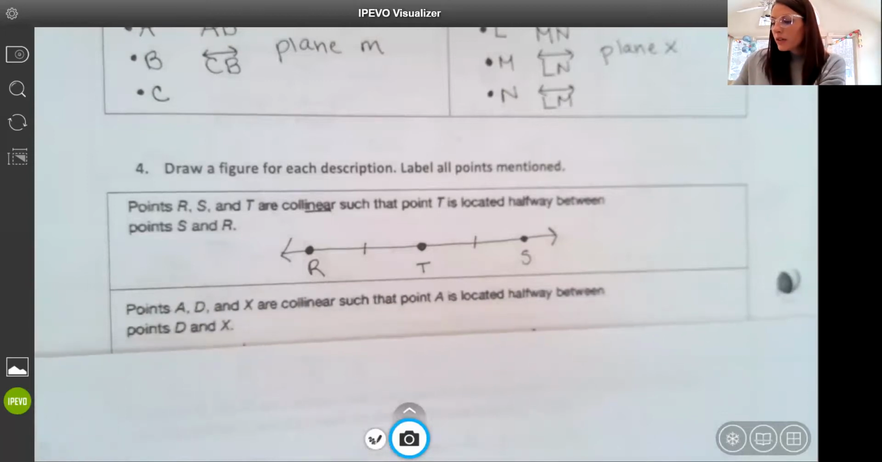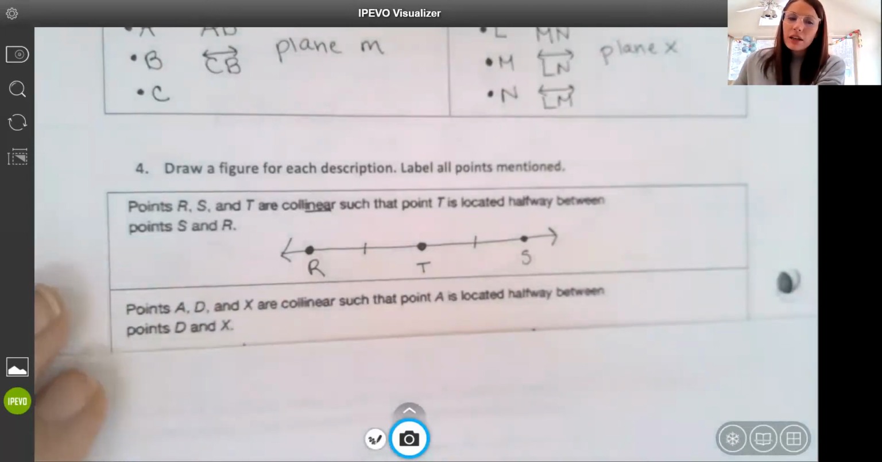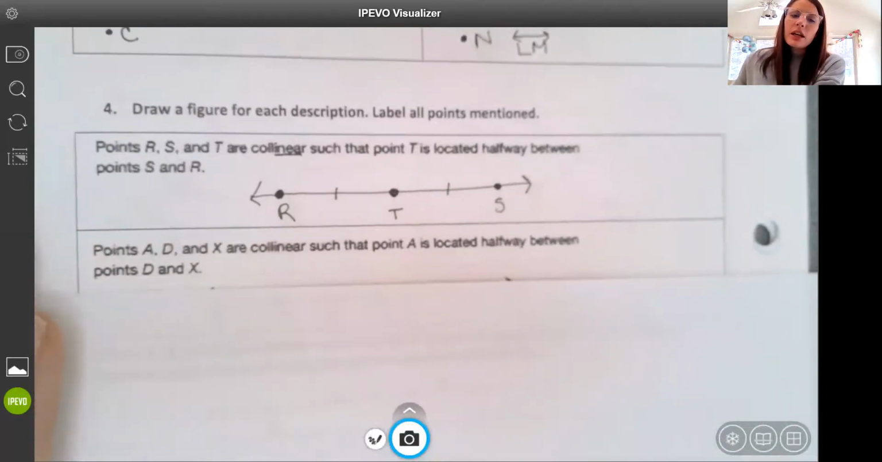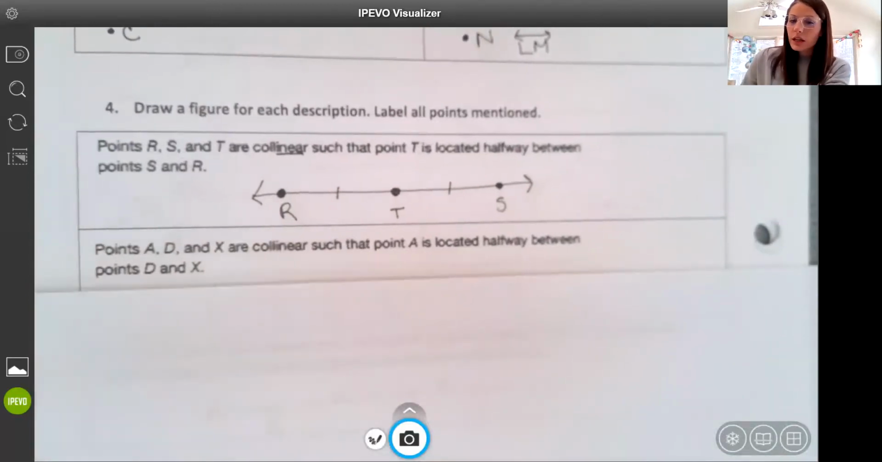So now see if you can draw this one. It gives you A, D, and X, collinear, so same idea, and A has to be halfway between D and X.